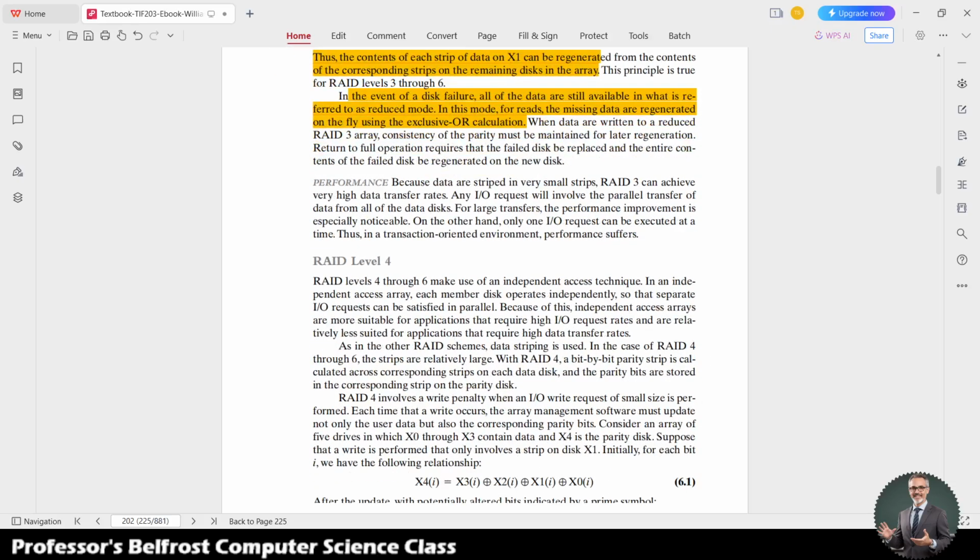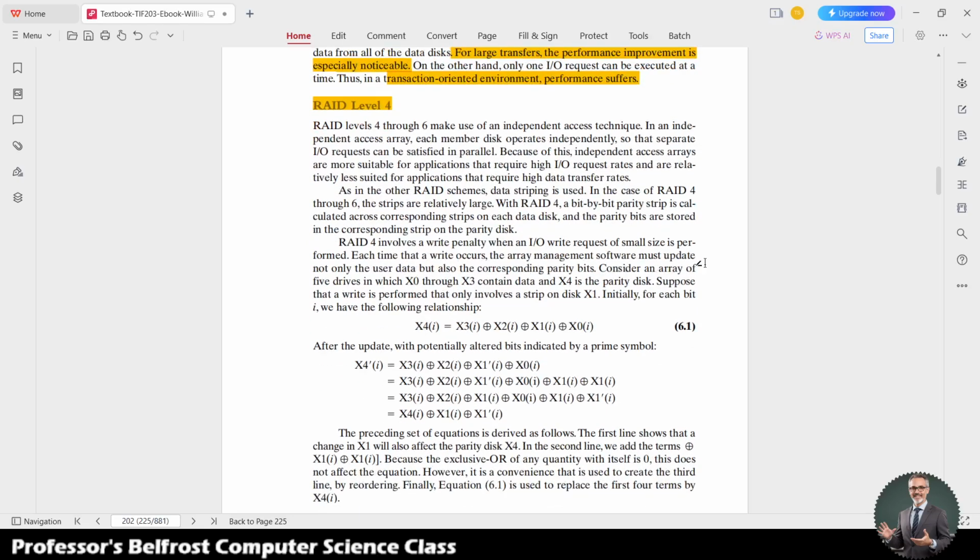How about the performance? The performance is also quite great because the data is structured in very small strips, so you can achieve a very high data transfer rate. For large transfers, the performance improvement is especially noticeable, but in a transaction-oriented environment, the performance suffers for this grade level 3. Now grade level 4.